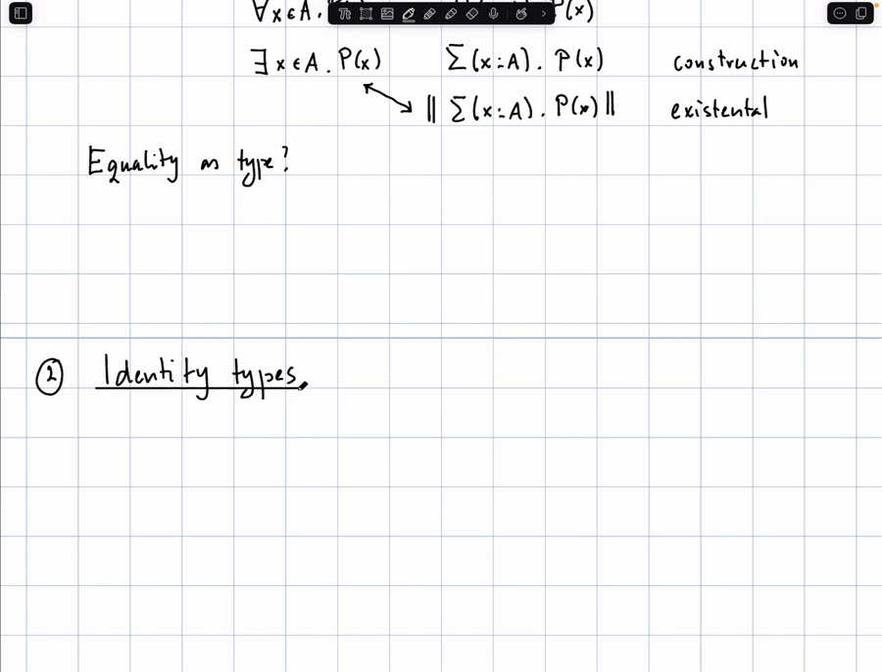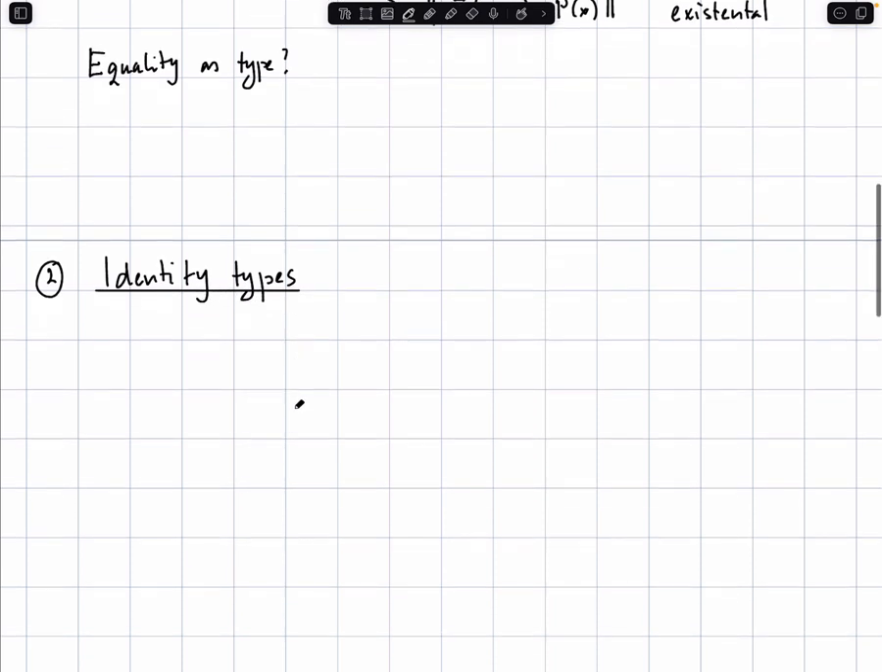And that's a new kind of construction where we want to say, okay, how do we make, so let's make a naive attempt. We want to have a type which is a subsingleton, which has an element if and only if two elements are equal. So suppose we have two elements x and y.